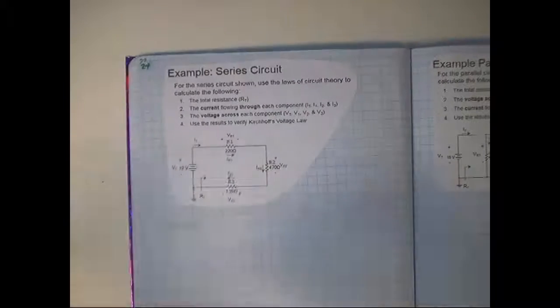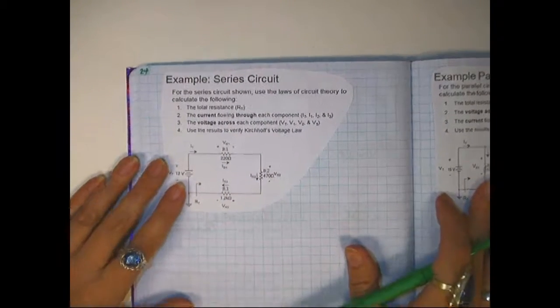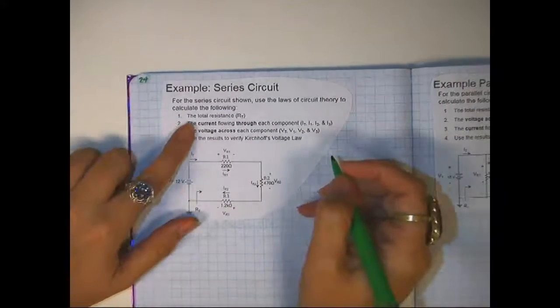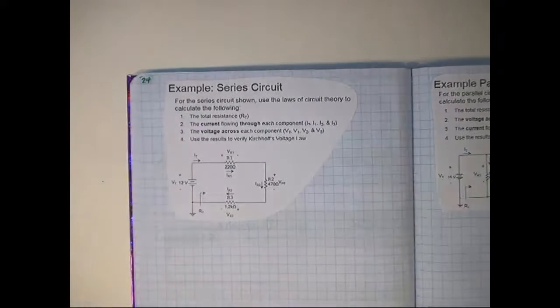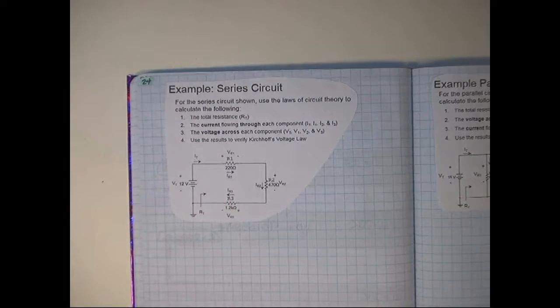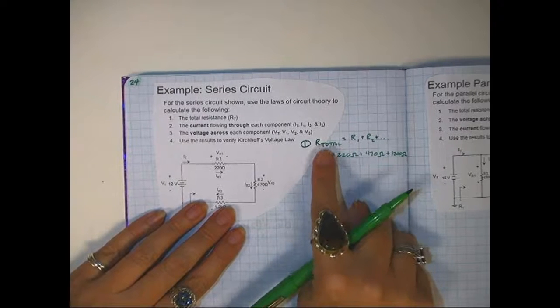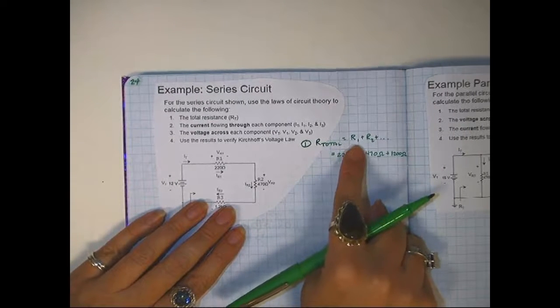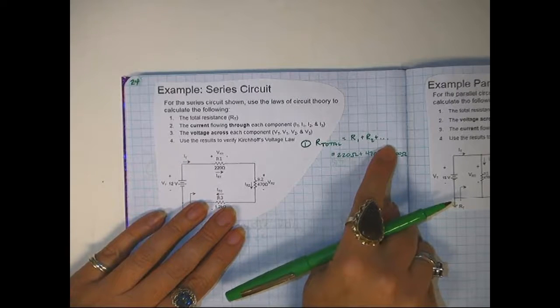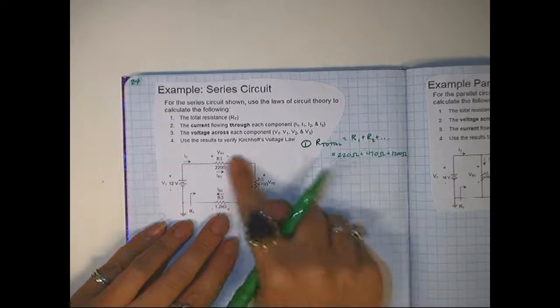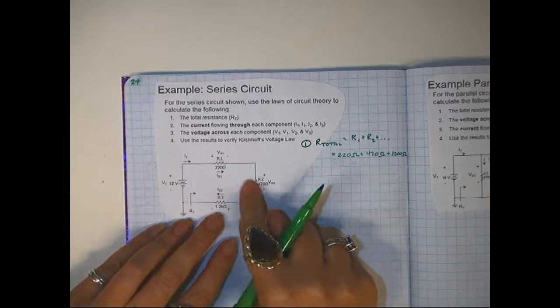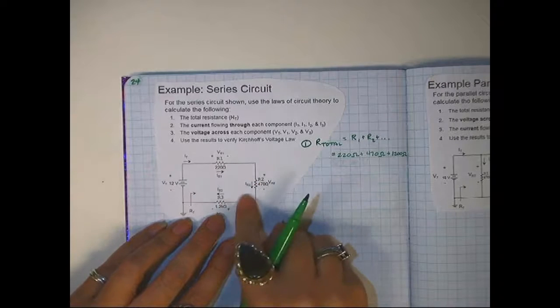Okay, so this is the example problem that you have for series circuits, and it first asks us to find the total resistance. That's the formula I just showed you. So I went ahead and copied it from the formula chart, which says R total equals R1 plus R2 plus dot, dot, dot. What that means is I just keep adding them up. If I have 2 here, I just add them. If I have 100 here, I add them all up.